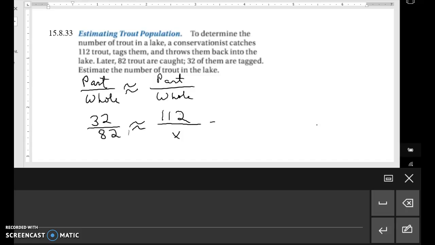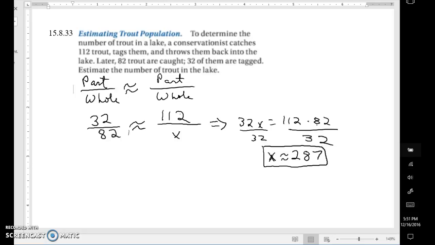All you do here is you cross multiply. 32x equals 112 times 82. Divide both sides by 32. So 112 times 82 divided by 32 turns out to be 287. That's a dandy little estimate that there are a total of 287 trout in the lake.